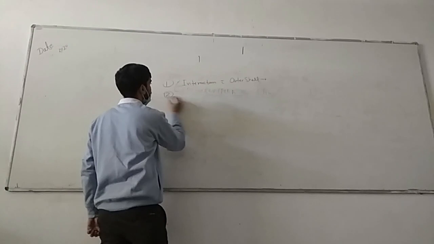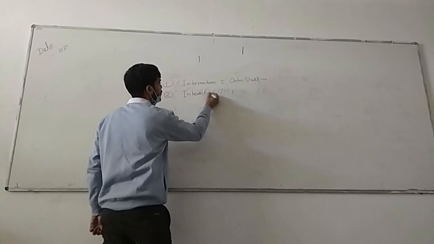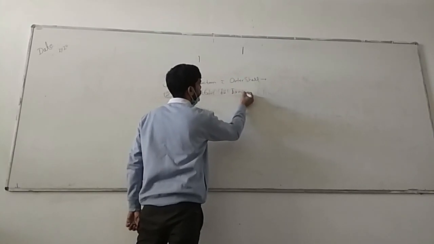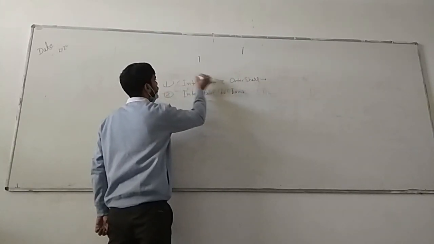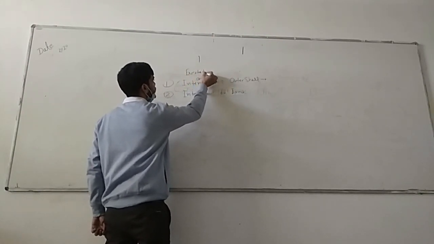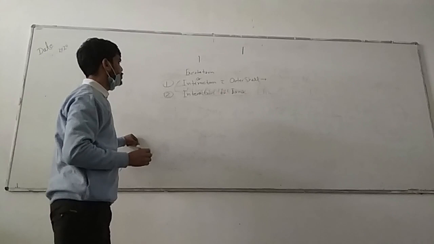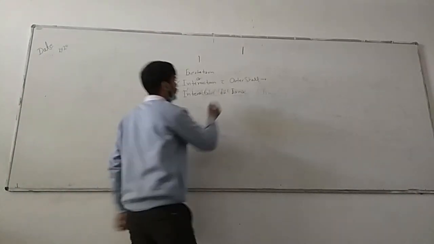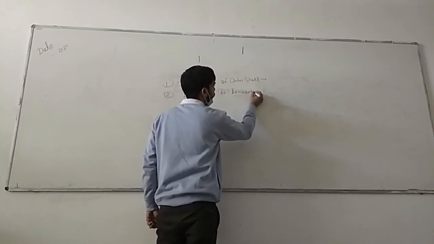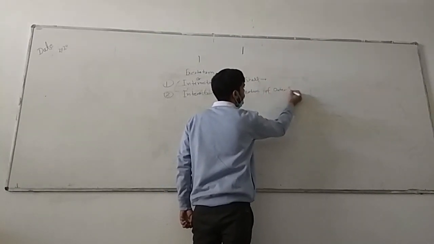The second process is interaction or ionization or excitation. Interaction of outer shell with outer shell is also called excitation of outer shell. Ionization of outer shell.